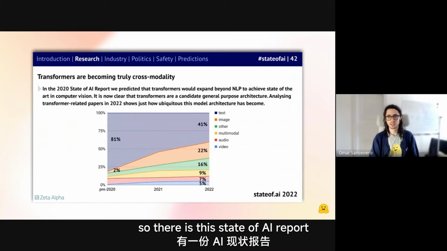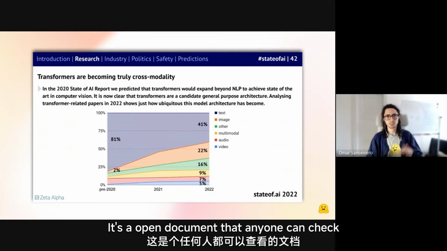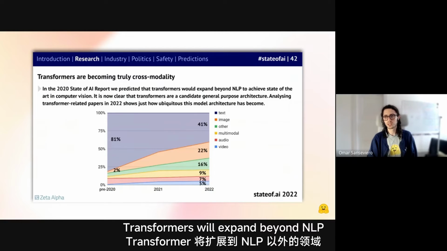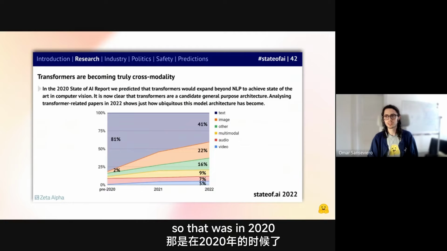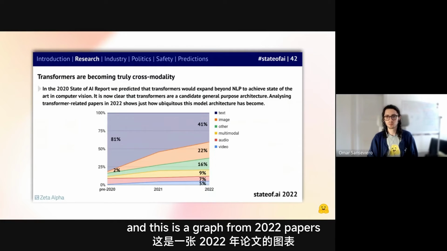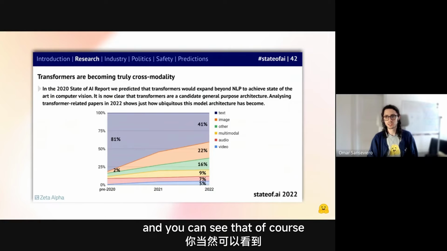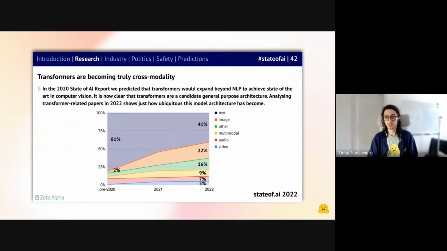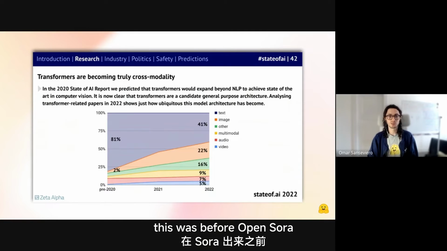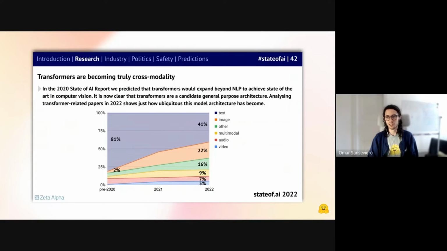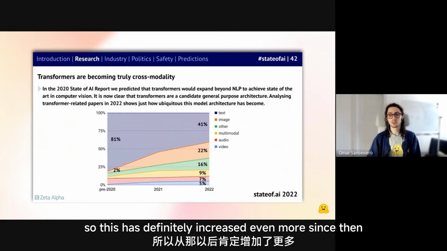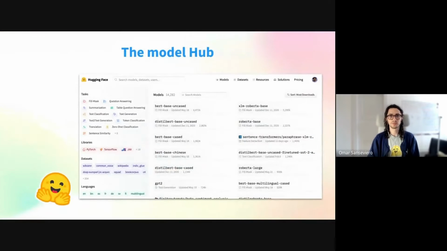So there is this State of AI report. It's done every year by a group. It's an open document that anyone can check, and they were predicting that transformers will expand beyond NLP. So that was in 2020. And this is a graph from 2022 papers. And you can see that, of course, transformers are being used not just for text anymore, but also for image, multimodality, audio, video. And again, this is from 2 years ago. This was before Sora, Open Sora, all of this multimodal work happening with a bunch of different models recently. So this has definitely increased even more since then.